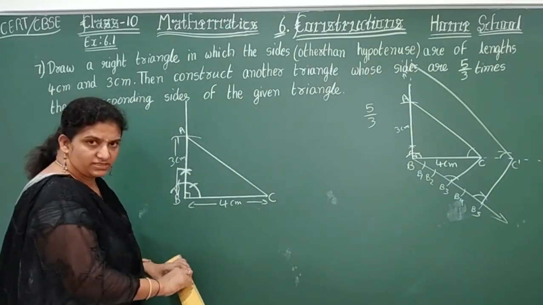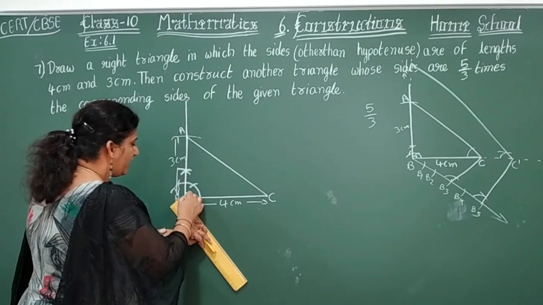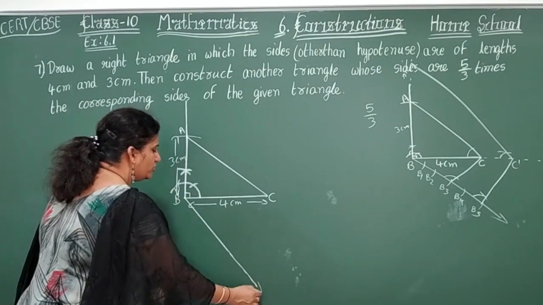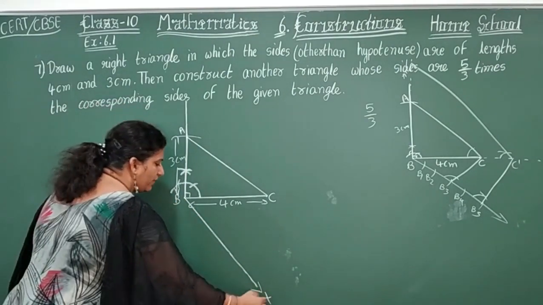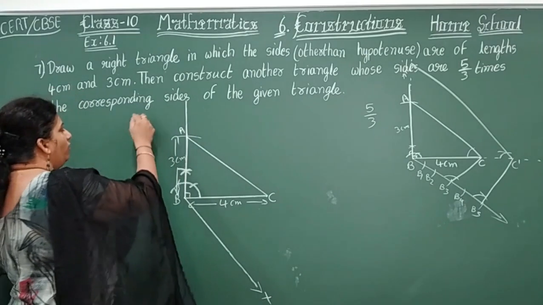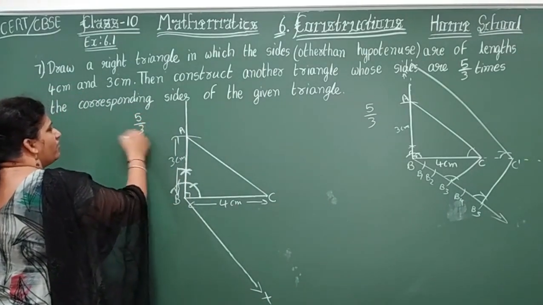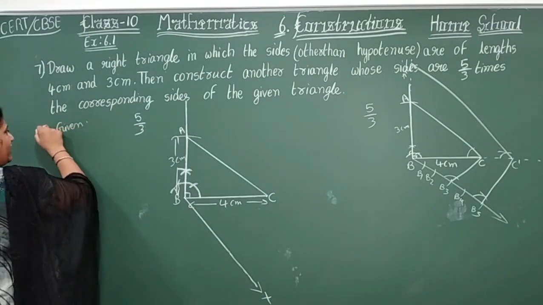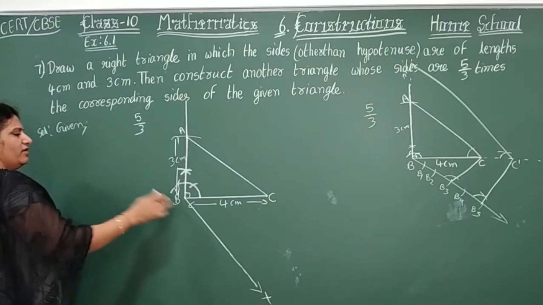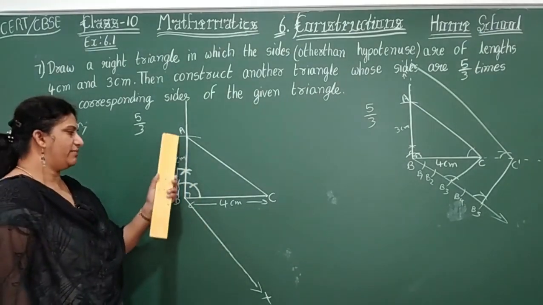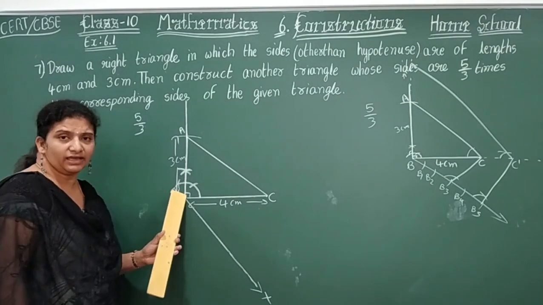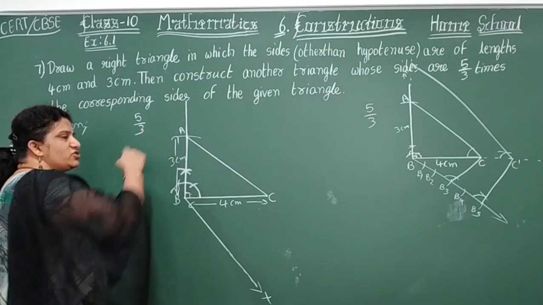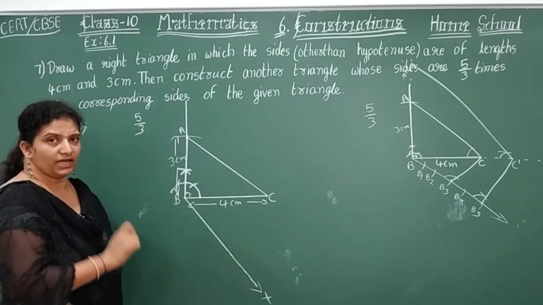Now what's your next step here? Draw a ray which is acute. Ray BX is the ray. So now what is your ratio here, children? 5 by 3. So here given data and all you know you can write, right? So given BC is equal to 4 centimeters, AB equal to 3 centimeters and this angle is 90 degrees. You write in your given data. Now this 5:3 ratio, I have to draw a similar triangle for this.